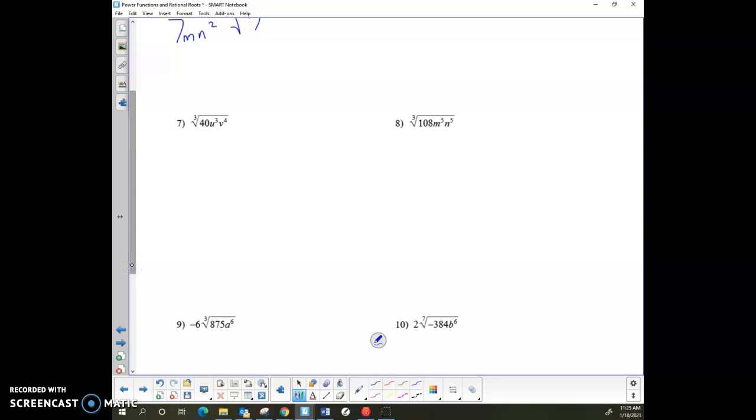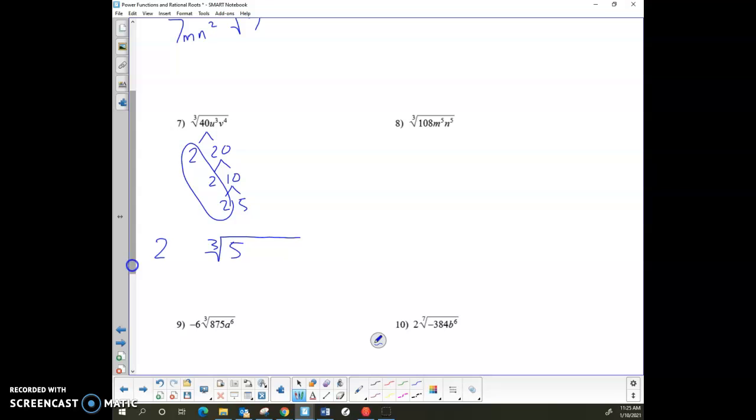All right, number 7, again, we're looking at a cubed root. So we're looking for groups of 3. Well, I've got one group of 3 2's, so I'm going to bring that to the outside of the radical. I've got 5 left on the inside.